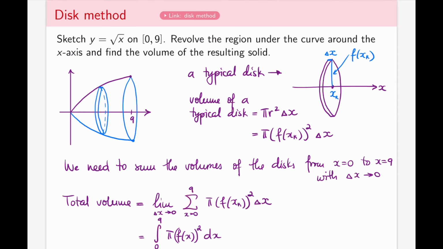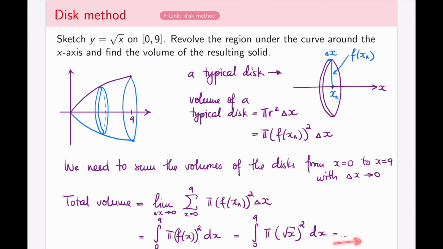So in my particular case, all I have to do is replace the function f of x with the function that I'm actually working with, which is square root of x. So what I have is the integral from 0 to 9 of pi, my function, which is root x, and then I have to square it, because that came from the fact that the volume of a typical disk is pi r squared, and then dx. Now you notice that this integral is very easy to compute. Once I bring the square in, I simply get the integral of pi x dx. I can easily evaluate its antiderivative and then plug in the limits of integration to produce an actual number.